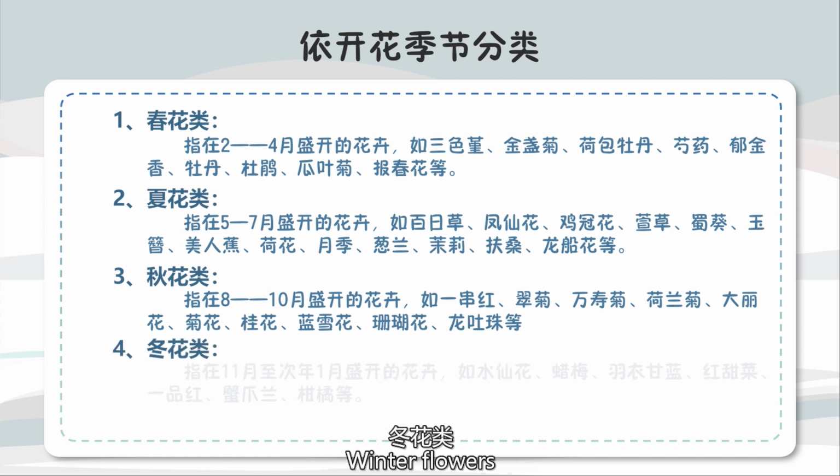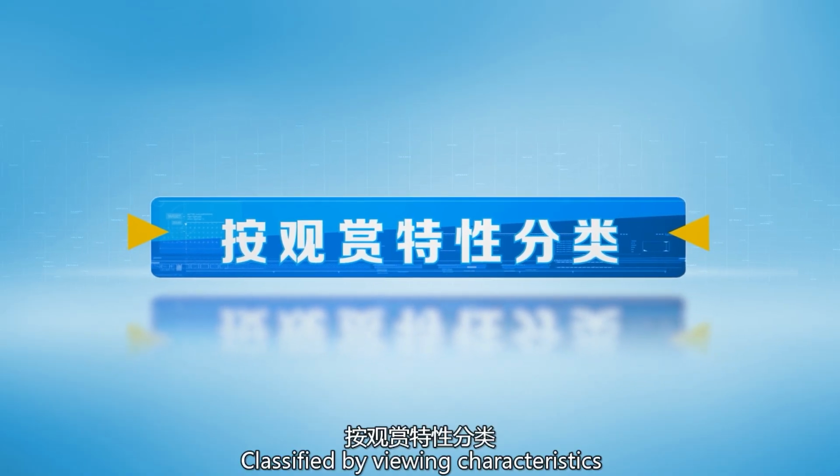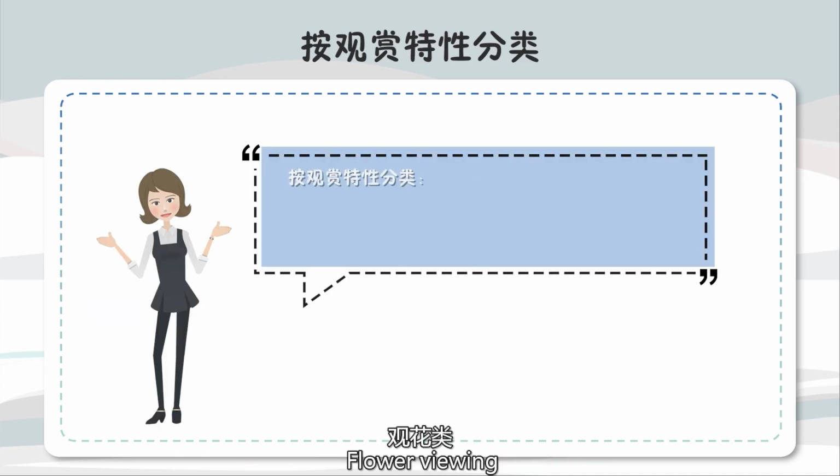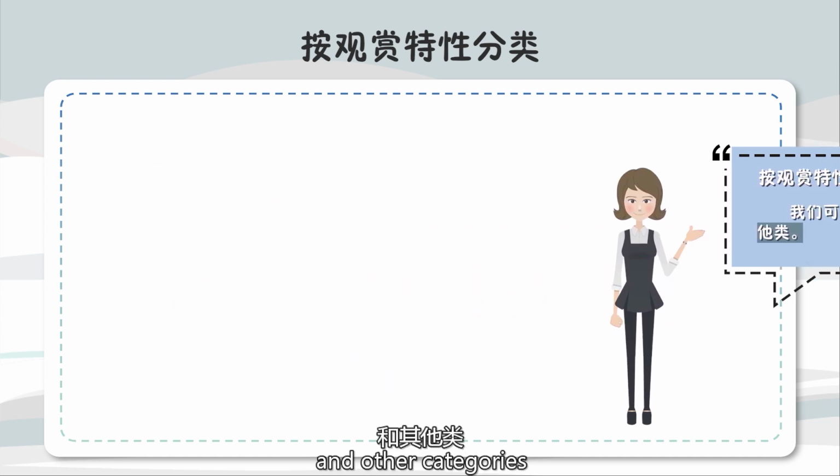Fourth, winter flowers refers to flowers that bloom from November to January of the following year, such as narcissus, wax plum, kale, red sugar beet, poinsettia, crab claw orchid, citrus, etc. Fourth, classified by viewing characteristics. Flower viewing, leaf viewing, fruit viewing, stem viewing, and other categories.